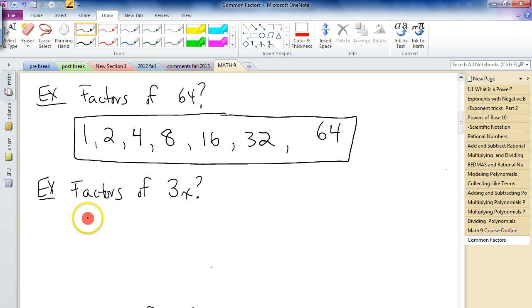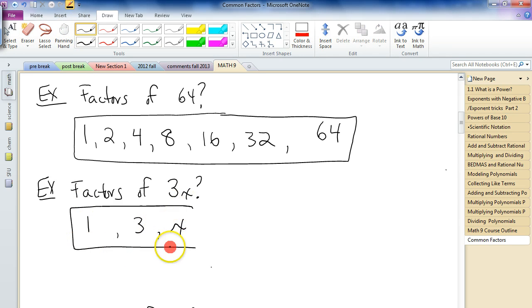We know that 1 and 3. Does 2 go into 3? No. So these are the only two factors of 3. X. What is x? Well, how many x's are there? There's just one. So x is another factor. So what are the factors of 3x? I guess we can put them all together: 1, 3, and x.